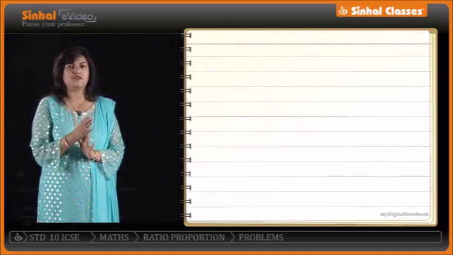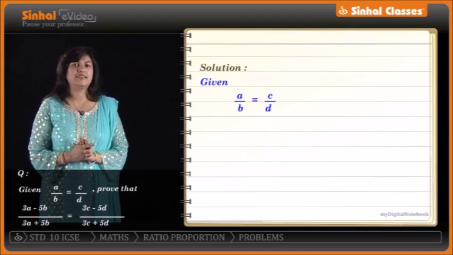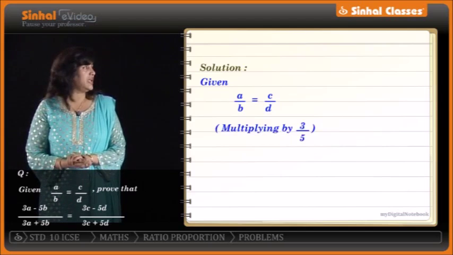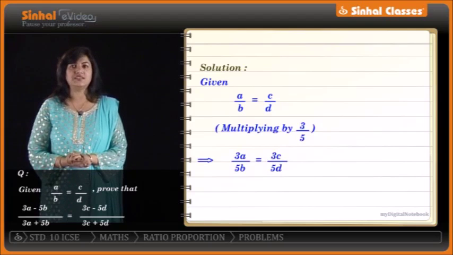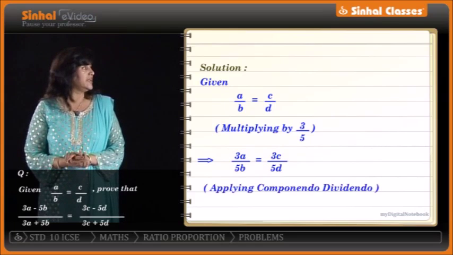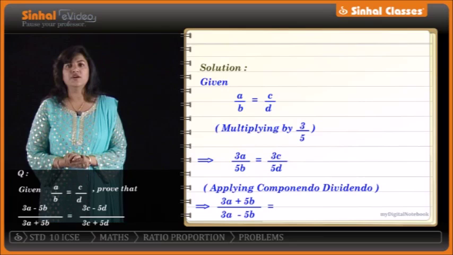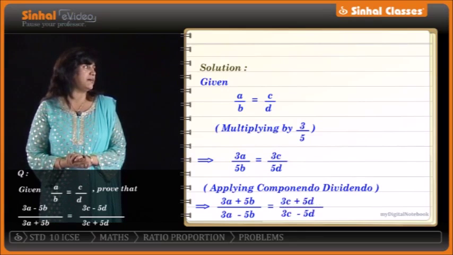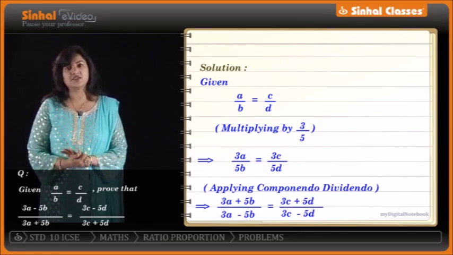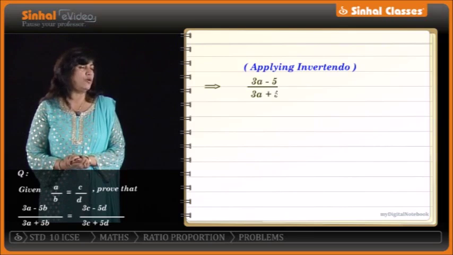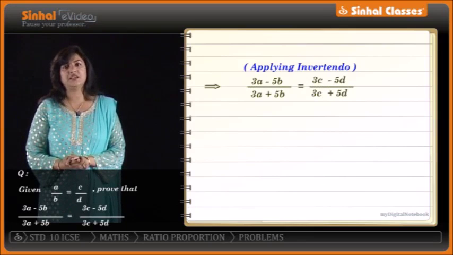Now we are given a by b is equal to c by d. So we make the coefficient of a 3 and b 5, that is multiply both the ratios by 3 upon 5 to get 3a upon 5b is equal to 3c upon 5d. Now we apply componendo dividendo to get 3a plus 5b upon 3a minus 5b is equal to 3c plus 5d upon 3c minus 5d. But we want minus on the top, so we apply invertendo and get 3a minus 5b upon 3a plus 5b is equal to 3c minus 5d upon 3c plus 5d.